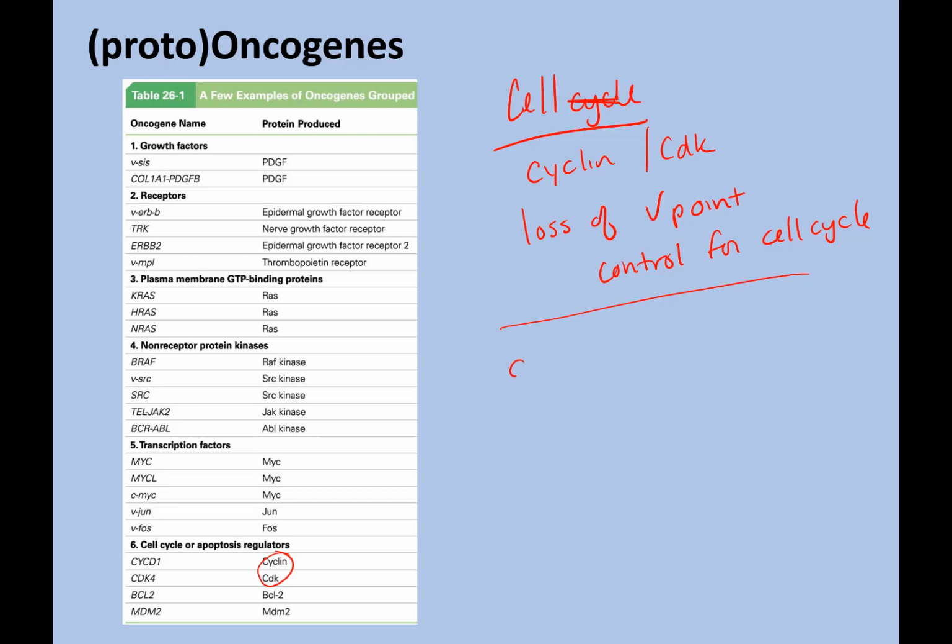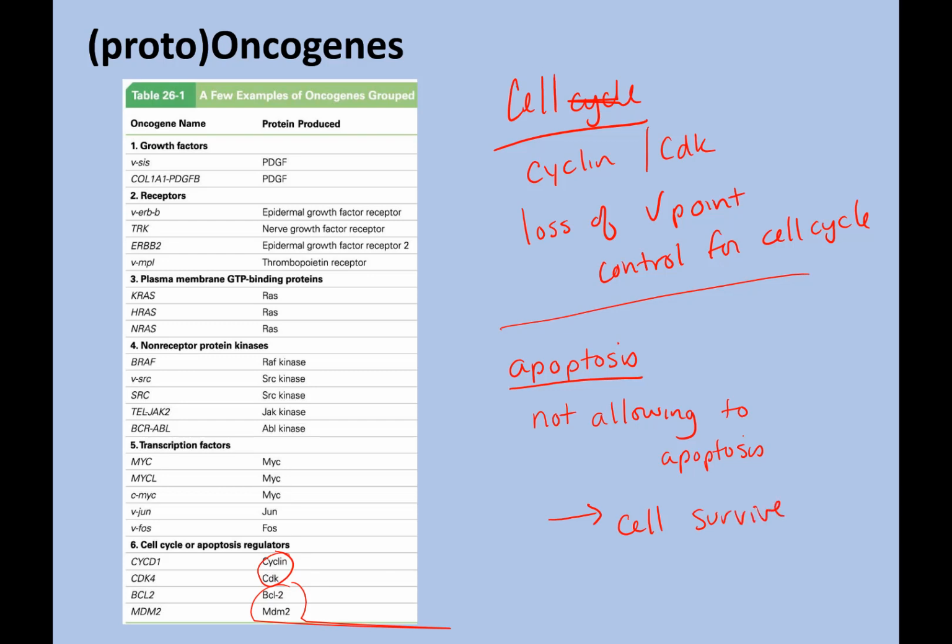Okay, and if you have an apoptosis regulator that's mutated, like BCL2 or MDM, and remember MDM is in the P53 pathway, then what's happening is you're not allowing apoptosis to happen, which means the cell is going to survive, even if there's things like DNA damage or something else that's telling the cell, you really need to self-destruct, you're no good anymore.